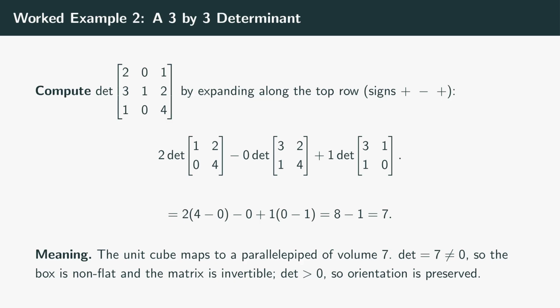The third entry is 1, with a plus sign, multiplied by the determinant of the block 3, 1 over 1, 0, which is 3 times 0 minus 1 times 1, or negative 1. So the third term is 1 times negative 1. Adding up, 8 minus 1, which is 7. Geometrically, the unit cube maps to a box of volume 7. Since 7 is not 0, the box is not flat and the matrix is invertible. Since it is positive, orientation is preserved.